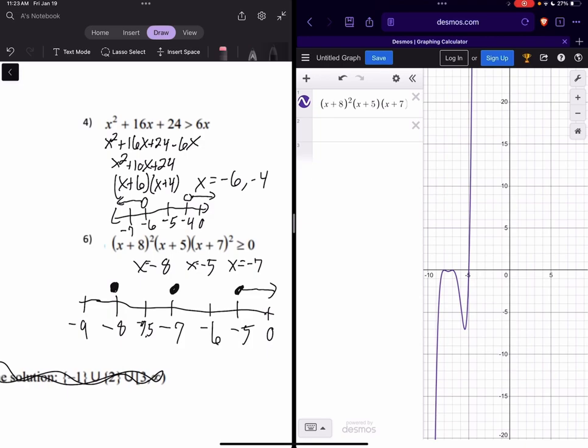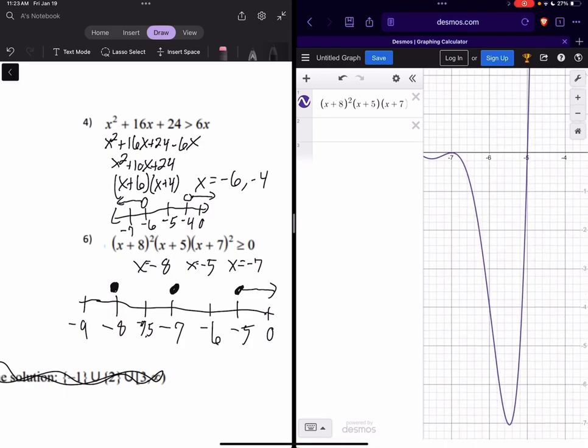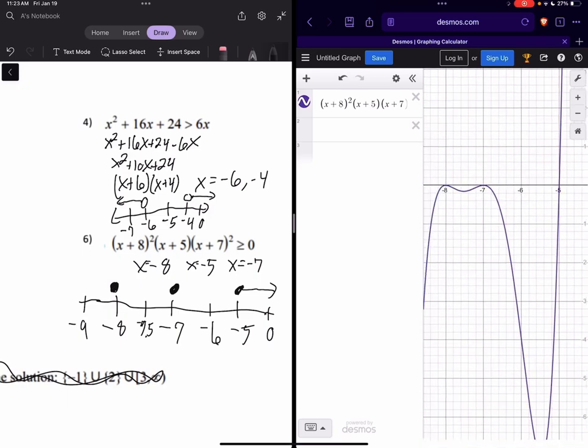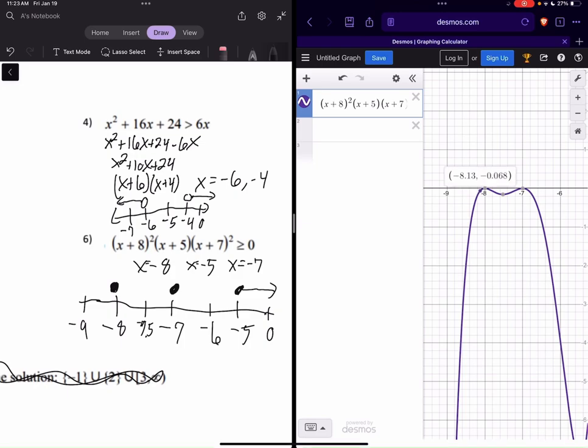-7. If I look at -6, it's negative, so there's nothing there. If I look in between -8 and -7, it's negative. There's nothing there. If I look from -8 to -infinity, there is nothing there. Nothing above 0. I'm done. This is my graph.